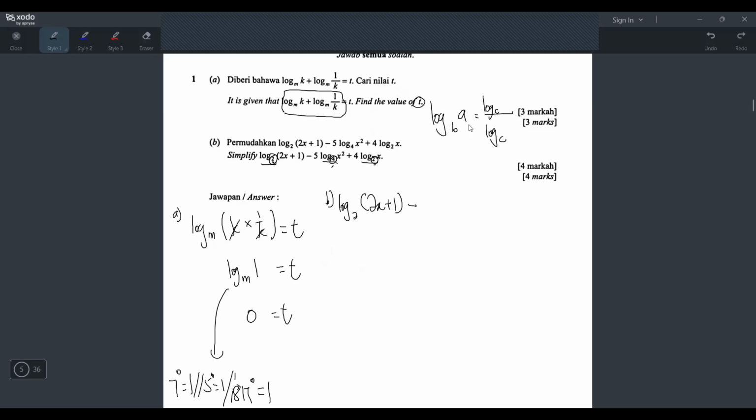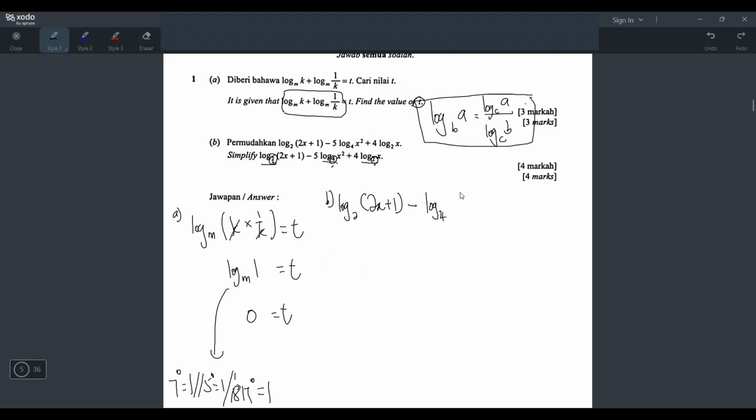So C is the base you want, right? And then the A you have to write on top, the B you have to write at the bottom. So basically this is the formula to change base, right? So I think the 5 I have to put on top first, right? Okay, because the 5 will cause issues later. So I think it's better if I don't change the base first. I bring the 5 up first.